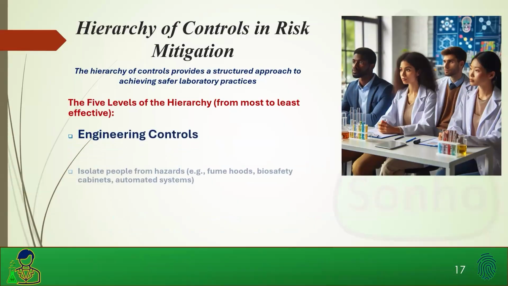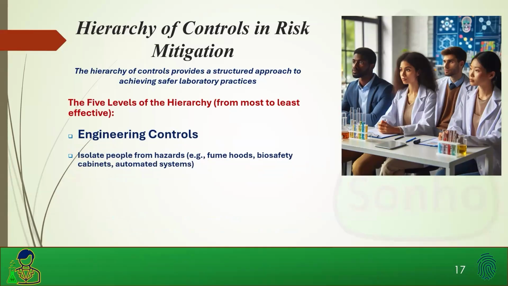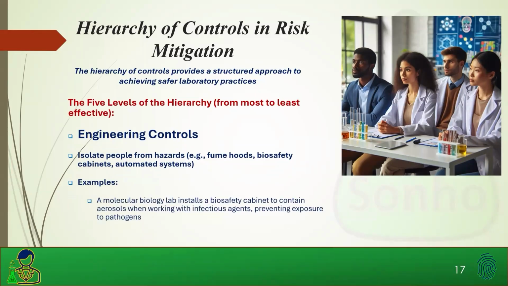Engineering controls. These isolate people from hazards, such as fume hoods, biosafety cabinets, or automated systems. Some examples: a molecular biology lab installs a biosafety cabinet to contain aerosols when working with infectious agents, preventing exposure to pathogens. This is creating an additional barrier to help prevent the exposure to infectious agents. Or automated liquid handling systems are used to minimize direct contact with hazardous reagents.